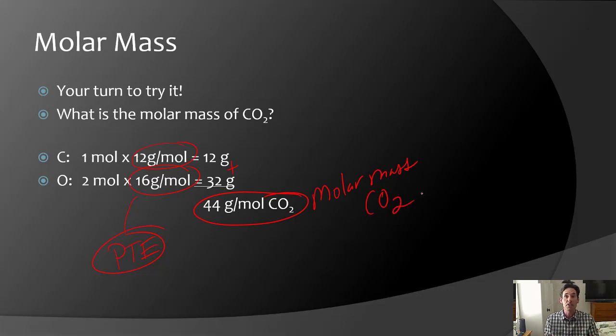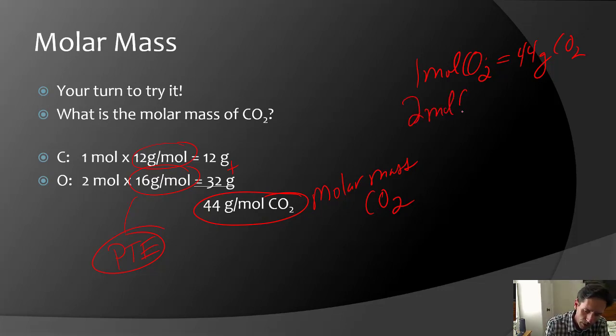So what this means is that if I wanted to go get 1 mole of carbon dioxide, I would go get 44 grams of carbon dioxide. What if I wanted to get 2 moles of carbon dioxide? What do you think I would have to do? If you said double it and get 88 grams of carbon dioxide, well, gosh darn it, you're right.